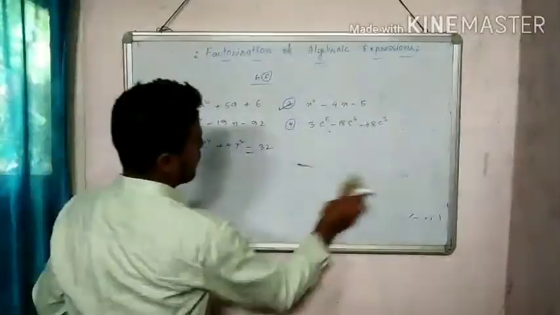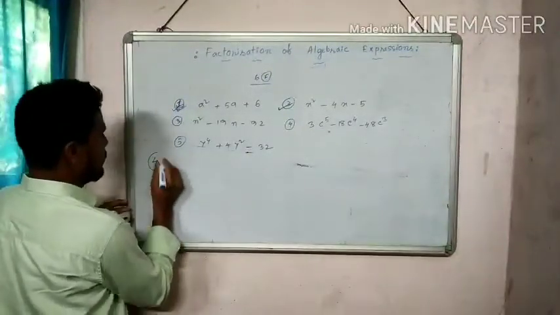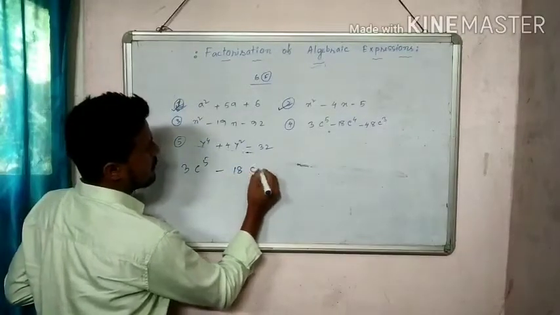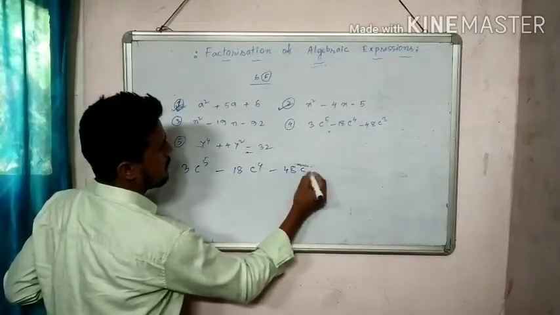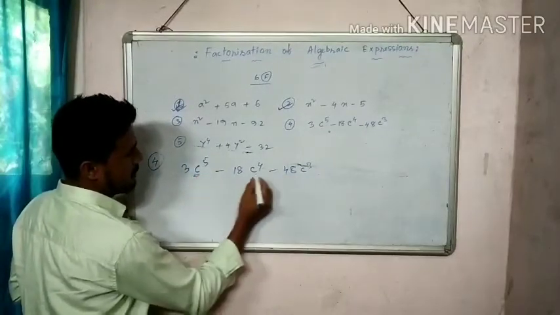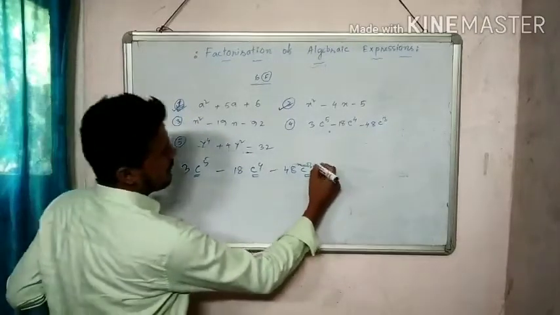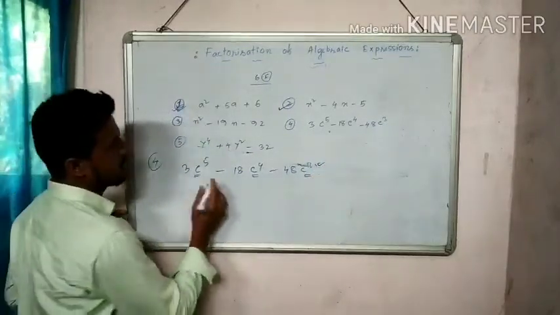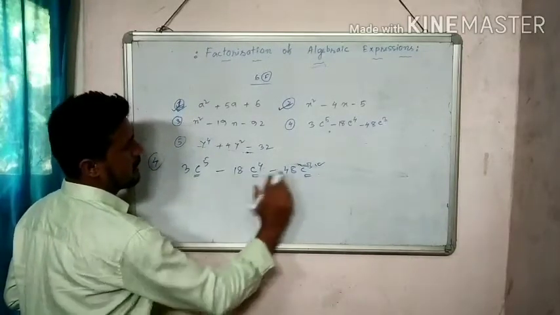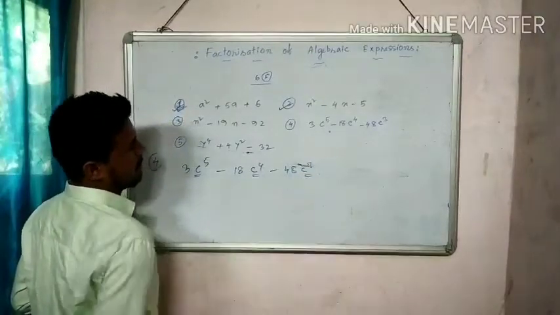Number 4, what is given here. You need to simplify 3c to the power 5, 18c to the power 4, 48c cube. Here the variable is c to the power 5, c to the power 4 and c cube. The lowest term is c cube, so from each part you can take c cube common.